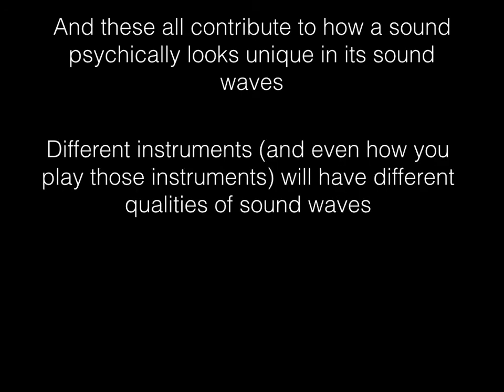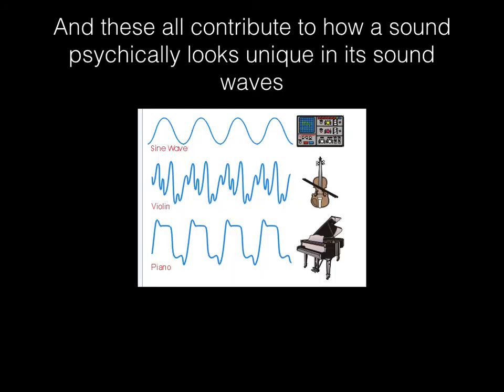And these all contribute to how a sound physically looks unique in its sound waves. So different instruments and even how you play those instruments will have different qualities of sound waves. So if a computer does a sine wave, it will look very even, but a violin, that complex, warm sound comes from a more complex sine wave. And then the more constant sound of a piano comes from the more constant sound wave that a piano has.